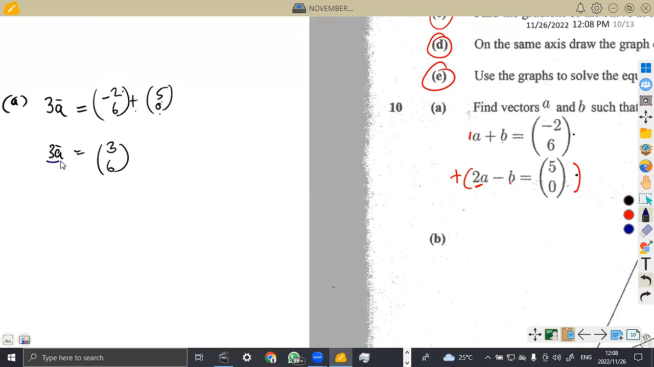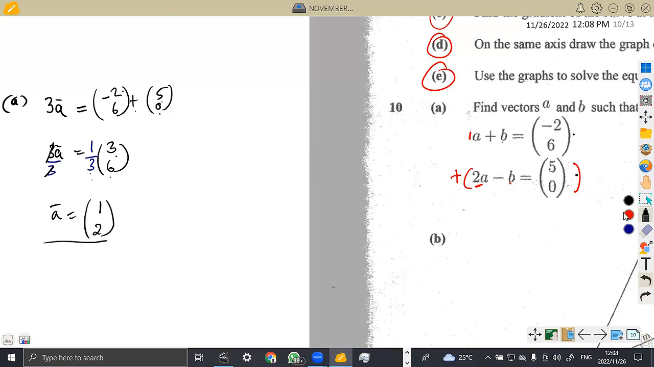To remove this 3, on this side you divide, but on a vector, you multiply by the scalar, which is a third. Dividing by 3 is the same as multiplying by a third. So that is going to give us vector A. Vector A is a third times 3, that is 1, a third times 6, that is 2. So this is your vector A, (1, 2).